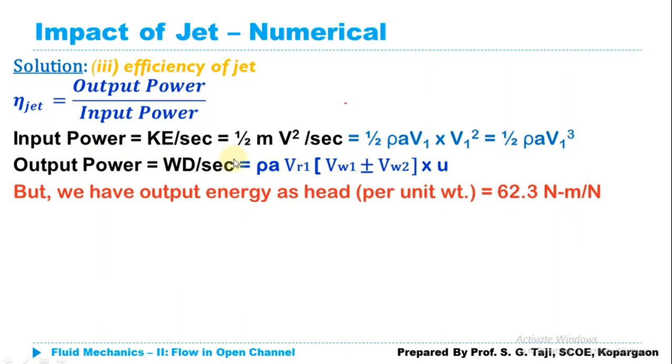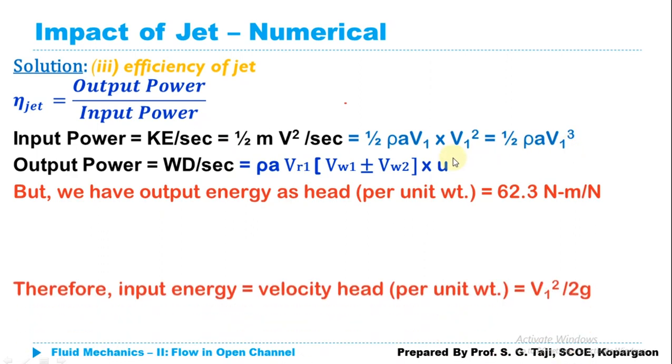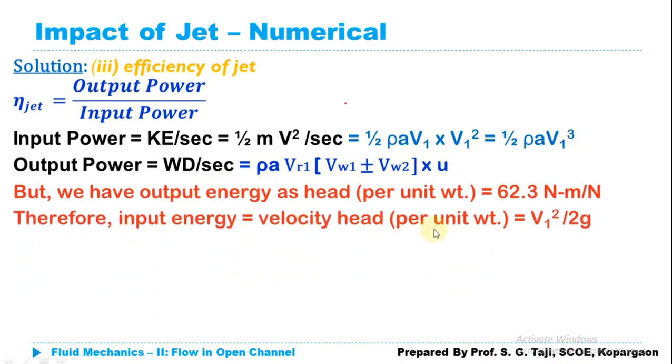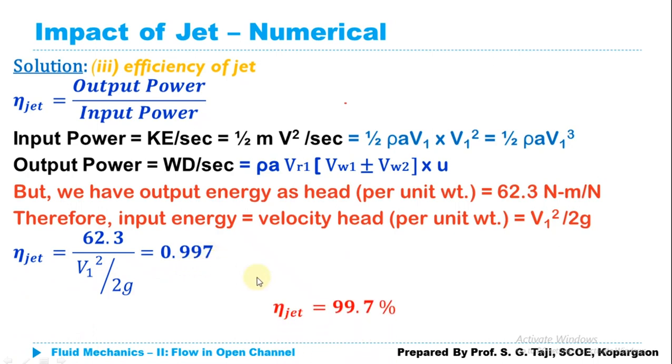We know that in Bernoulli's equation, the quantity we use for kinetic energy per unit weight of the fluid is given by V square upon 2g. Now in this case it will be V1, so V1 square upon 2g. So input energy is equal to the velocity head per unit weight, which is given by V1 square upon 2g. Now by dividing this 62.3 by V1 square upon 2g, we will get the efficiency, that is coming out as 0.997. That means that our efficiency is 99.7%.